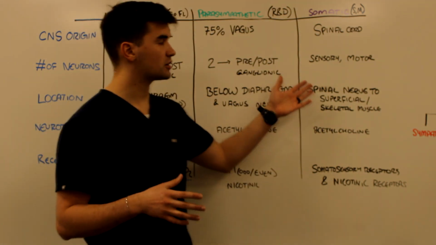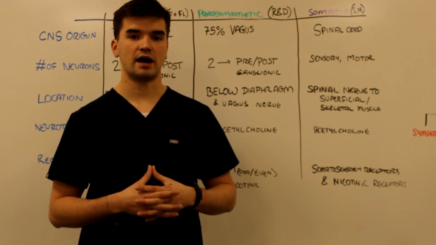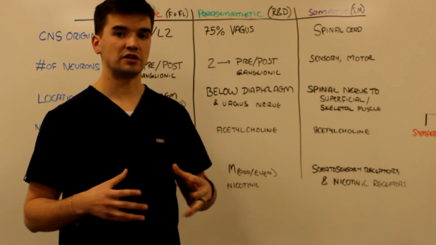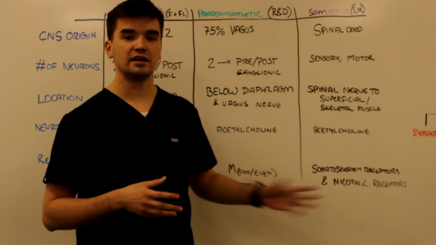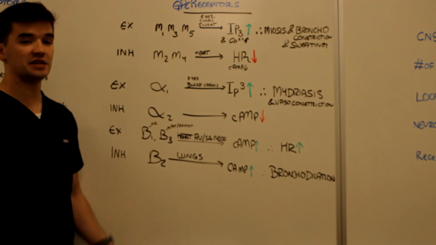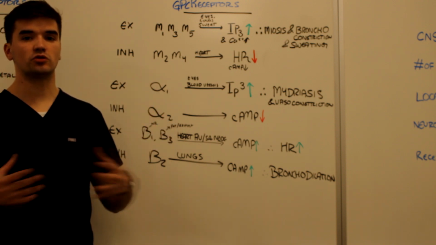You'll always find the somatic nervous system outside of the cavities of the body, thoracic, abdominal. This system also uses acetylcholine as its main neurotransmitter, although there are others, and it relies on somatosensory receptors, as well as nicotinic receptors.